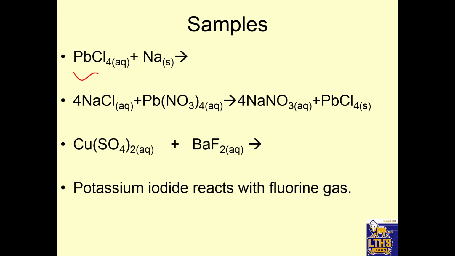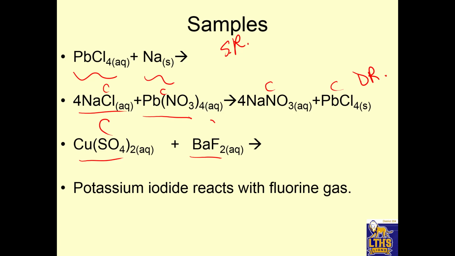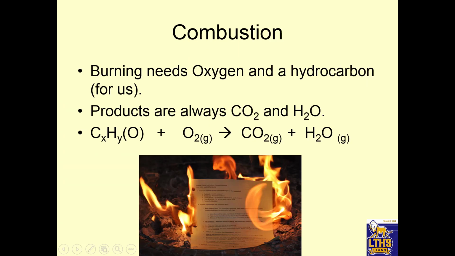Okay, so here's some samples, and we can tell just by looking at the reactants what we have. So we have a compound and an element. This is a single replacement reaction. Compound and a compound, compound, gives you compound. We can see the whole thing here, so this is double replacement. Compound, even though we don't know the products, we know it's going to be a double replacement. Potassium iodide is a compound, reacts with fluorine gas. Okay, that's an element, so a compound and an element is going to be a single replacement.